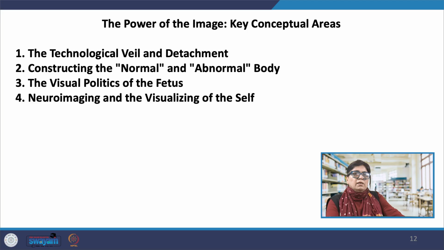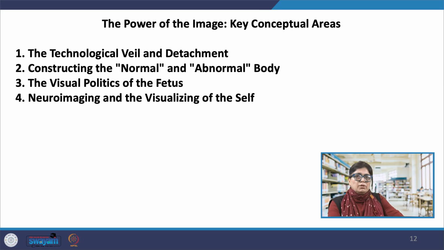The first is the technological veil and detachment. Modern medical imaging, that is CT scans, fMRIs, ultrasounds, translate a patient's complex suffering body into a digital, brightly colored abstraction. And the critique is that this visual discourse creates a psychological distance between the clinician and the patient. The doctor often treats the image on the screen rather than the human being sitting in the room.